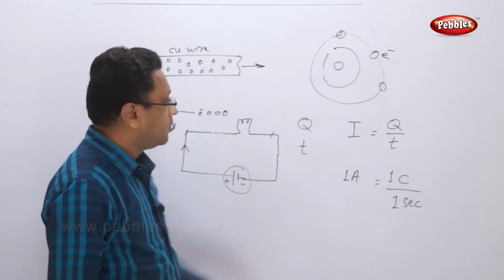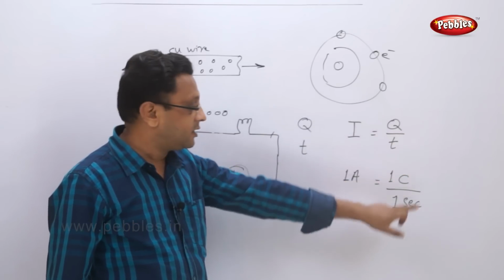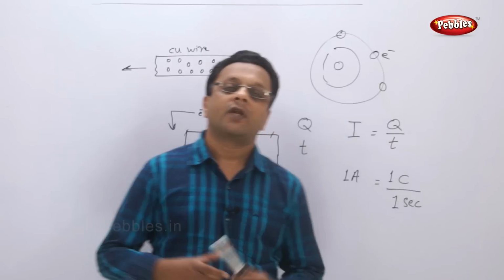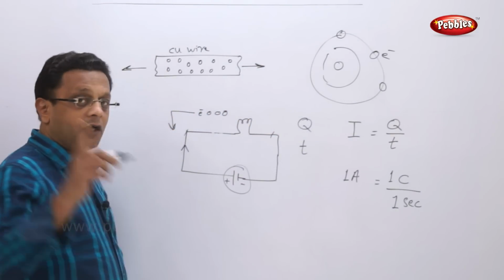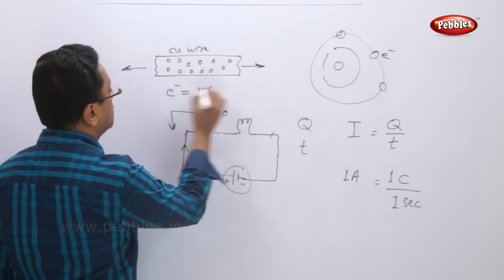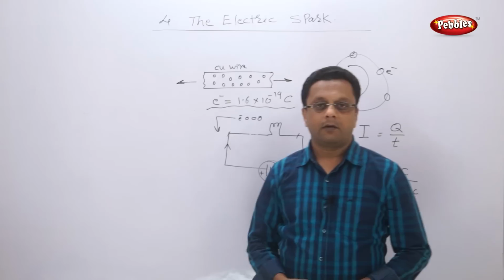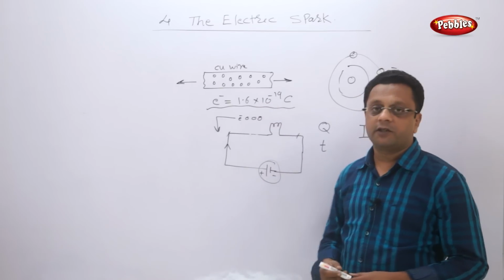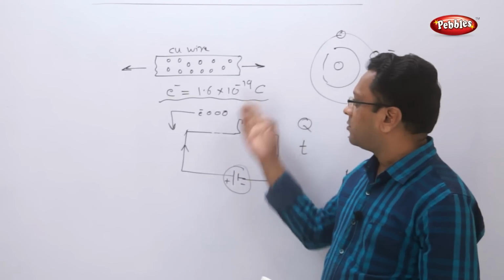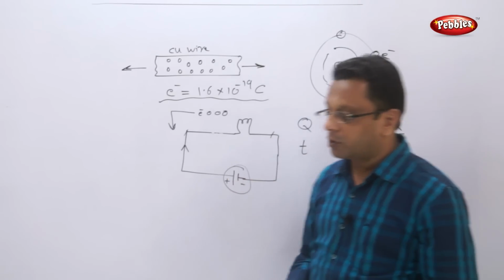Again remember, the SI unit for the charge is coulomb, the SI unit for the time is second, and the SI unit for the current is ampere. Just to remind you, the charge on an electron is 1.6 into 10 raised to minus 19 coulomb. This is just for your knowledge, or you may require this figure while solving your problems. Now there are millions and billions of electrons in the circuit, we need not bother about it.